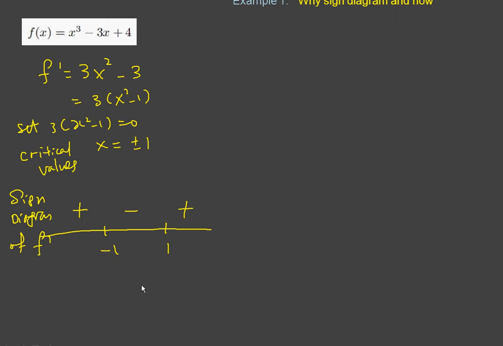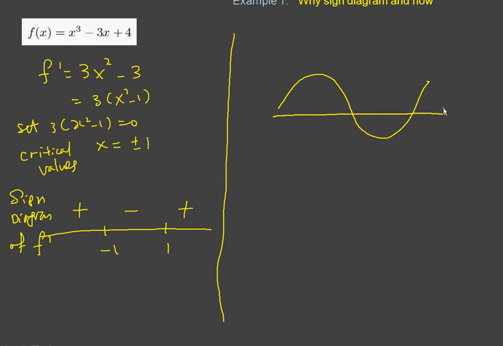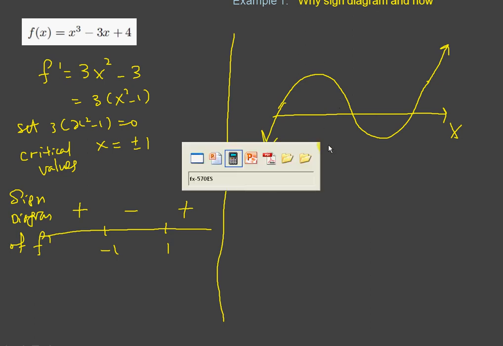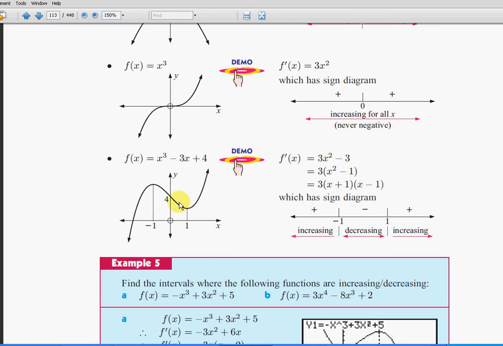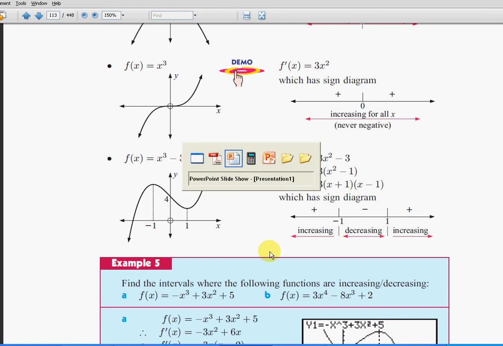Now you can keep doing sign diagrams again and again like this, and it's pretty simple. Now let's talk briefly about why we want to do a sign diagram. If you graph this function, it's going to look a little bit like this. I'm not entirely sure, but something like this. It's from the textbook. Let me check.